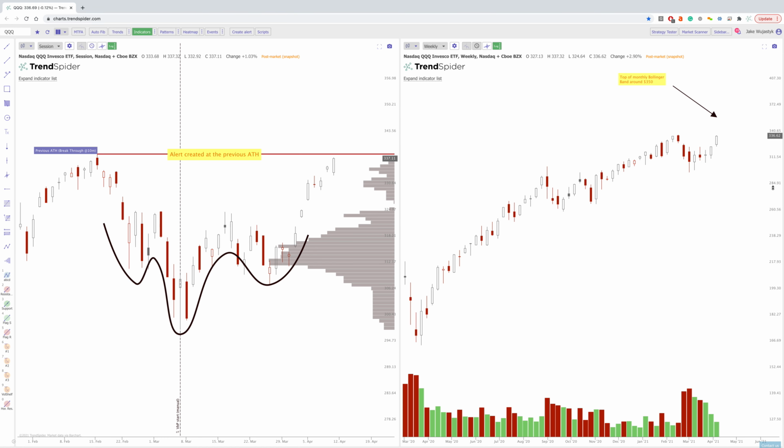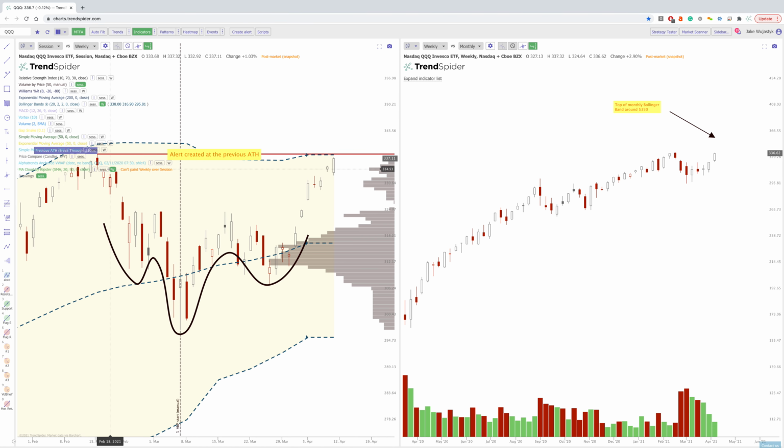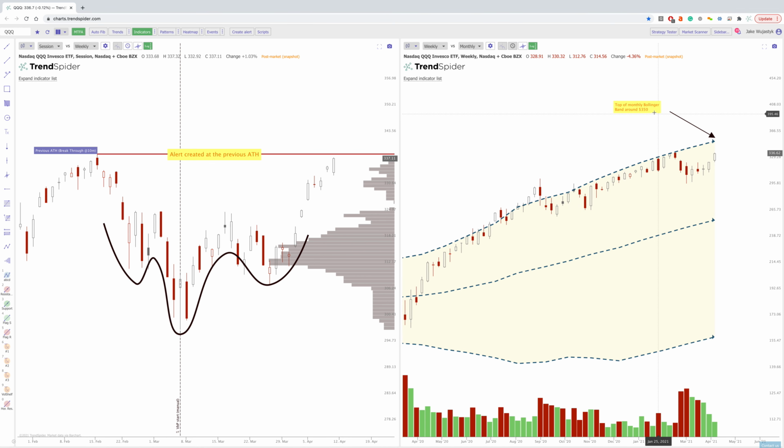Now, on the weekly side of things, we're going to look at the monthly Bollinger Band. So I click on MTFA, change this to monthly, and let's turn off the Bollinger Band there, and then add it on the weekly. So we'll do Bollinger Band monthly. And you'll see here that this Bollinger Band to the upside is right around 354, 355, depending on how long this takes to move up.